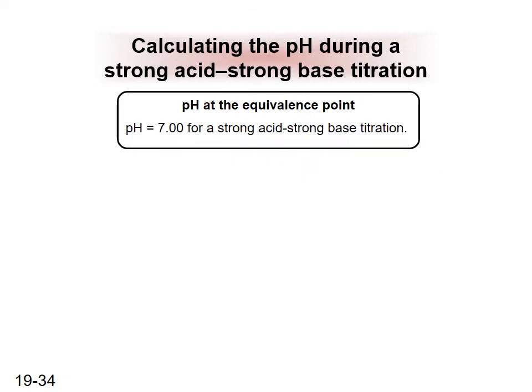When the reaction reaches the equivalence point, the hydrogen ion equals hydroxide. The pH is 7. Without calculation, we know the pH is 7. Now, after the equivalence point, we know hydroxide is greater than hydrogen ion.